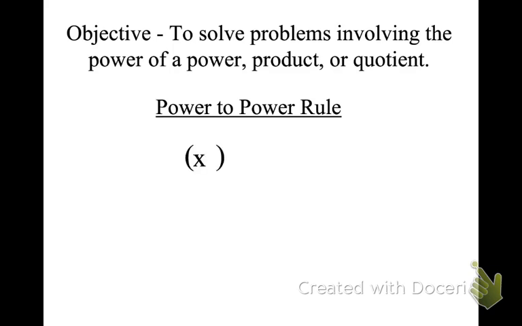Okay, so the power to a power works when our original term has a power and then we take it to another power. When you see this happening, where there's a power inside the parenthesis and outside, we multiply the exponents. I call it outside, inside, we multiply the exponents.